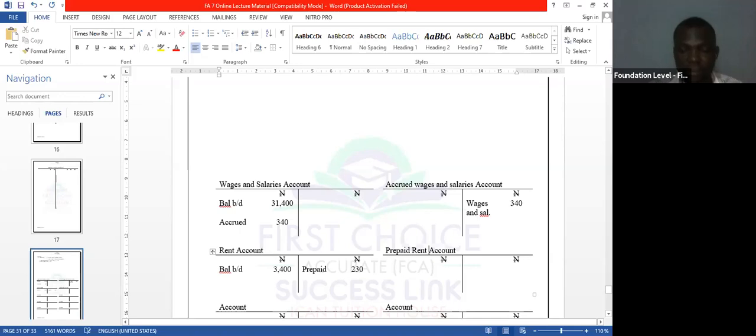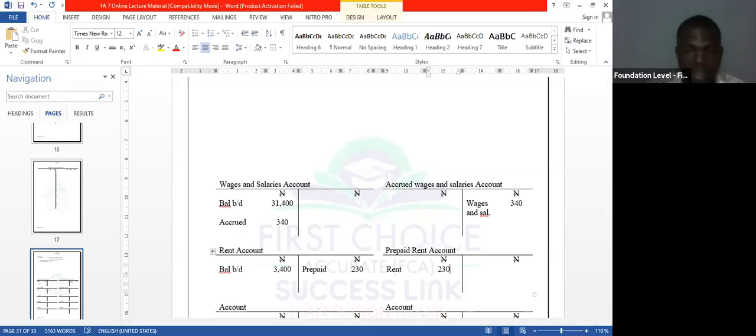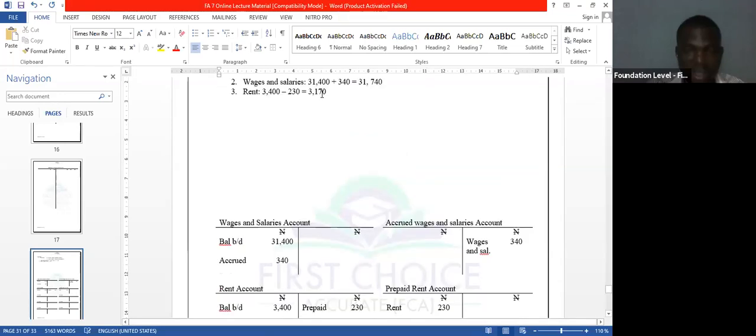So the next one we have is van running cost. And this van running cost, please don't mix it up with the van. Van running cost is an expense. It's not an asset. It is an expense. So van running cost.